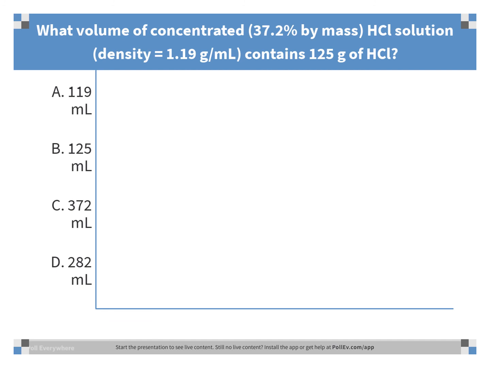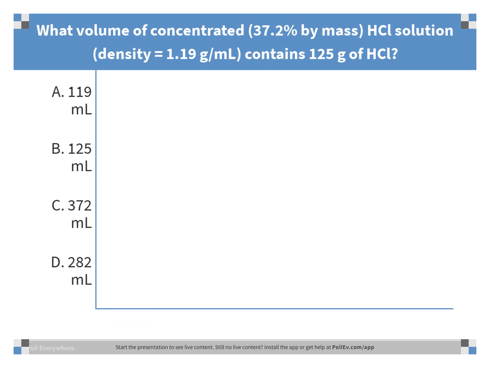The answer is D, 282 milliliters. You're going to rearrange the equation for mass percent in order to solve for mass of the solution. And then once you have mass of the solution, you can use the density of the solution as a conversion factor to find volume of the solution. Be careful when you're using density as the conversion factor that the units match up.